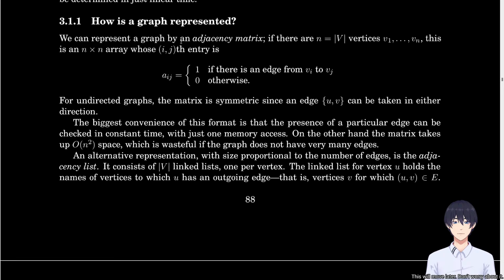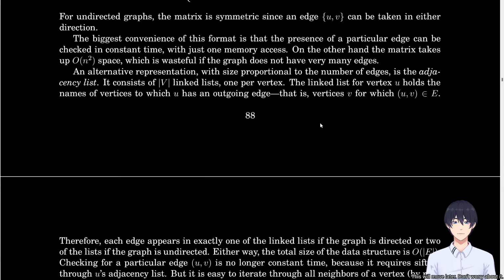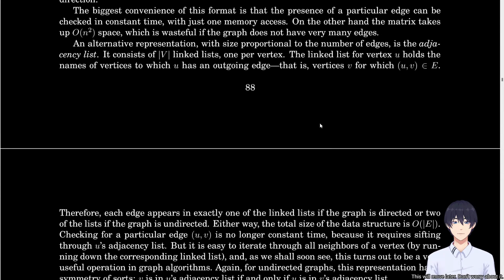We can represent a graph by an adjacency matrix. If n is the number of vertices, this is an n by n array whose ijth entry is 1 if there is an edge from vertex i to vertex j and 0 otherwise. Yeah, I've seen that before, and I know they don't have to be either 1 or 0. They can be weighted. Any real number.